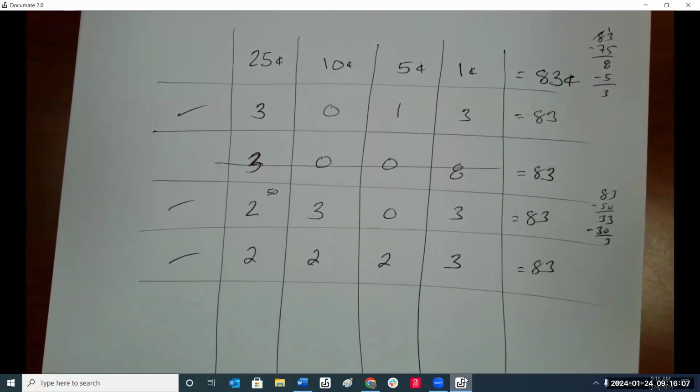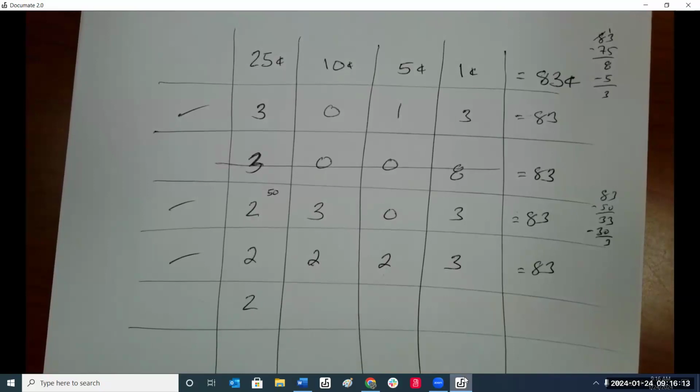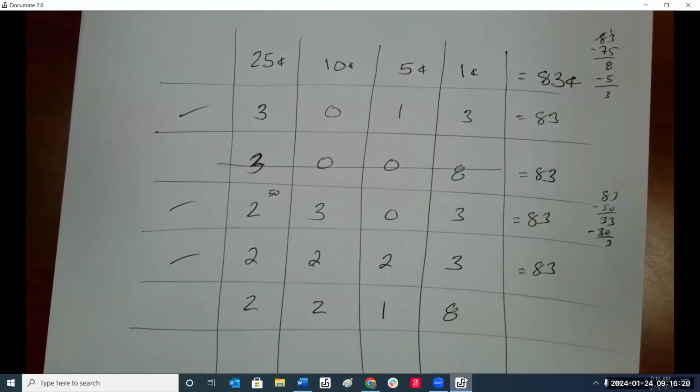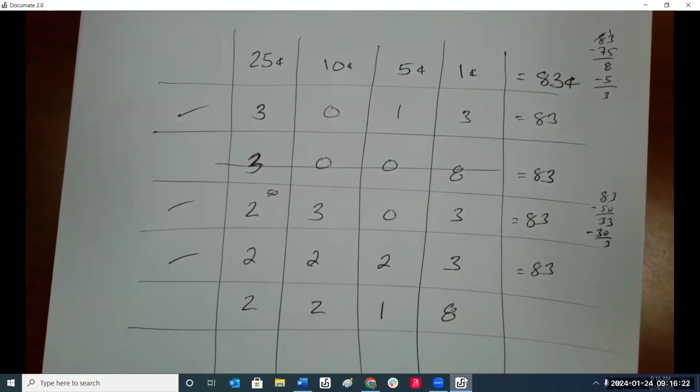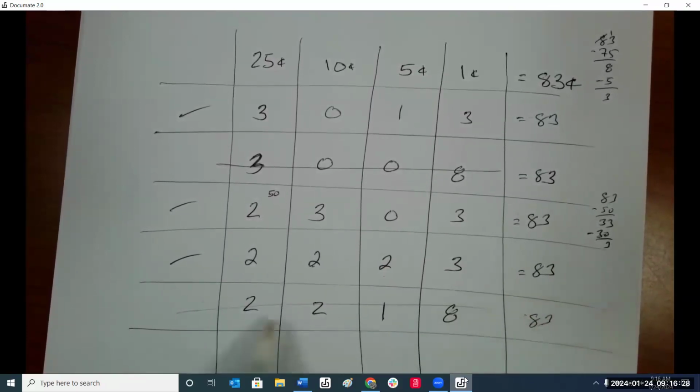Let's try, we have 2 of these. We can keep 2 of these. Only 1 of these. So we have to have 8 of those. That makes up that nickel. 10. This is not going to work. It's 83 cents, but it's too many coins.